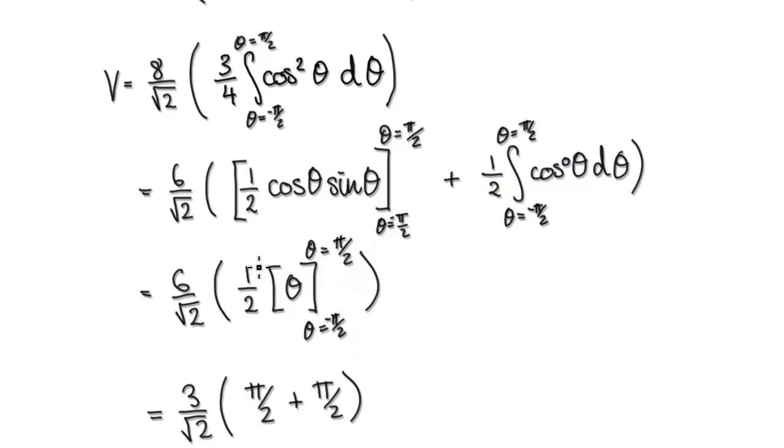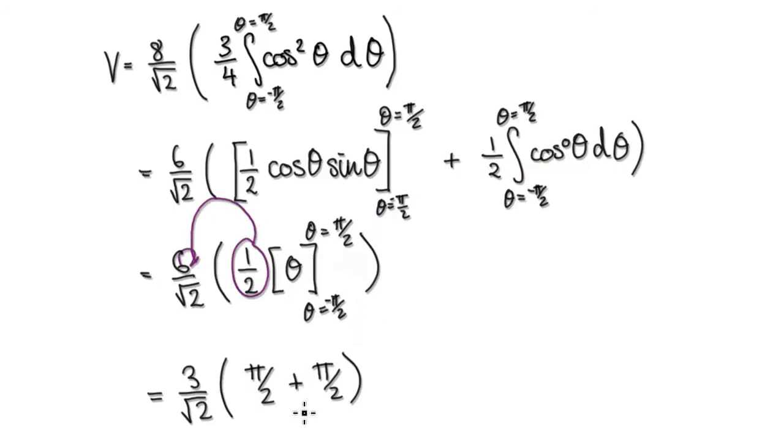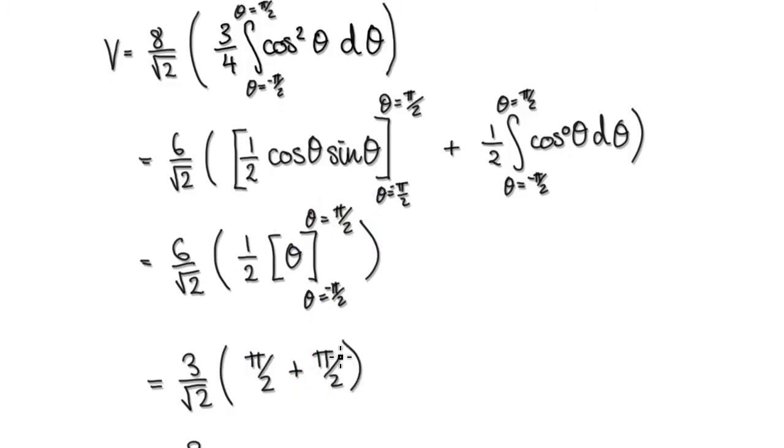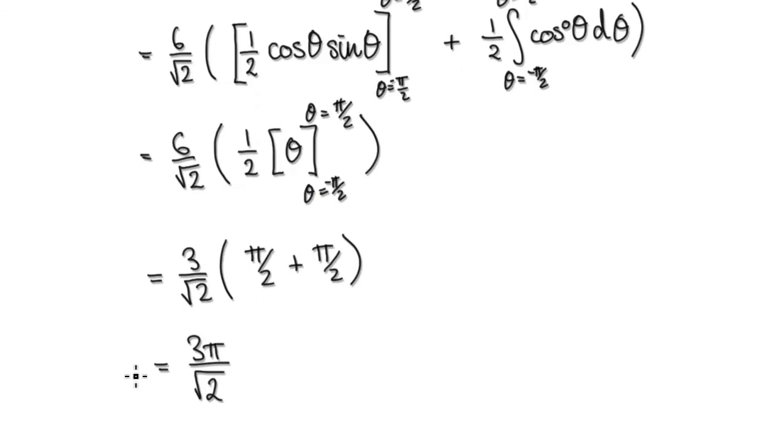So now let me just take this out first. That will then give us this thing here. And then put pi over 2, take away a negative thing, so that would be a positive pi over 2. And then simplify it. The overall volume is given by this. Okay?